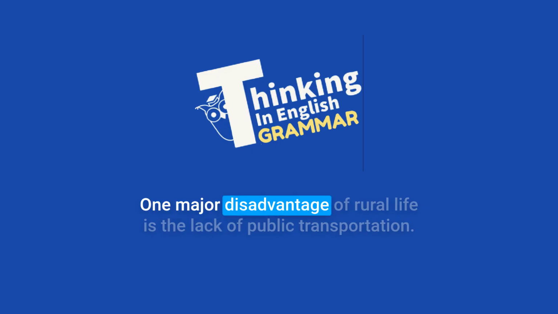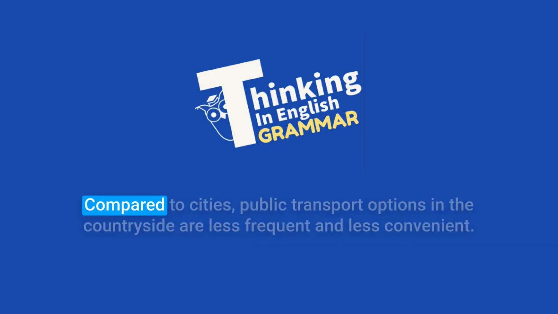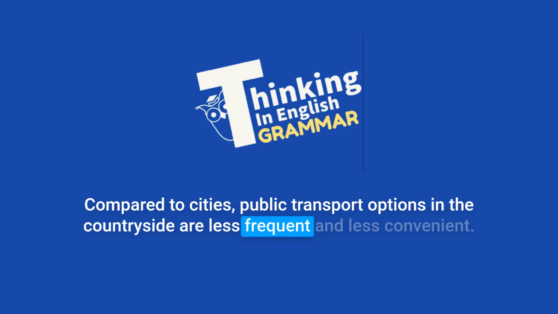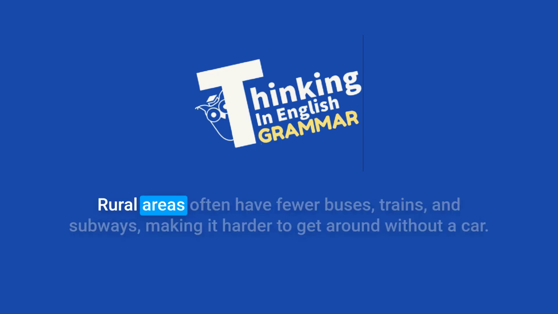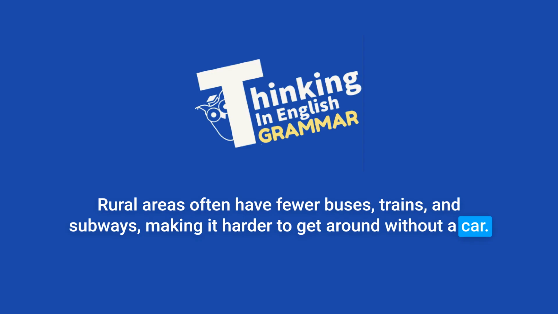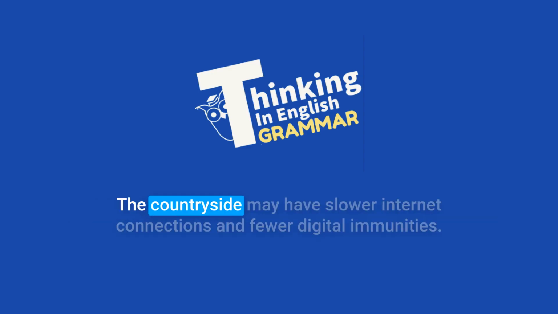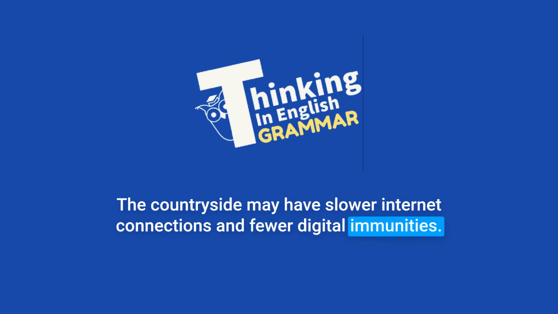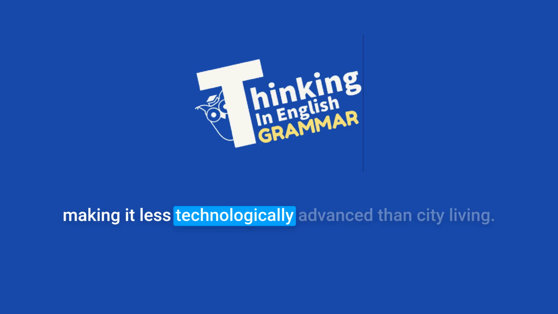One major disadvantage of rural life is the lack of public transportation. Compared to cities, public transport options in the countryside are less frequent and less convenient. Rural areas often have fewer buses, trains, and subways, making it harder to get around without a car. The countryside may have slower internet connections and fewer digital amenities, making it less technologically advanced than city living.